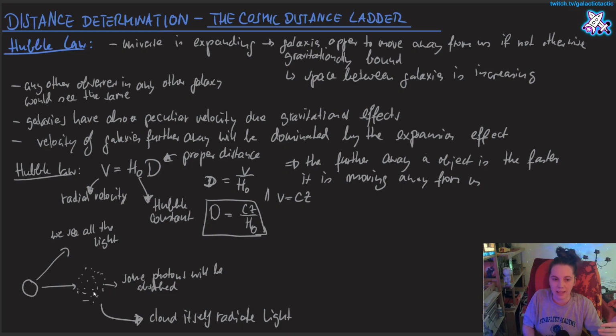So if there is an element in this cloud, because of all the radiation from the star, it ionizes the gas and then it's getting de-excited again, and so the cloud is giving away light as well.